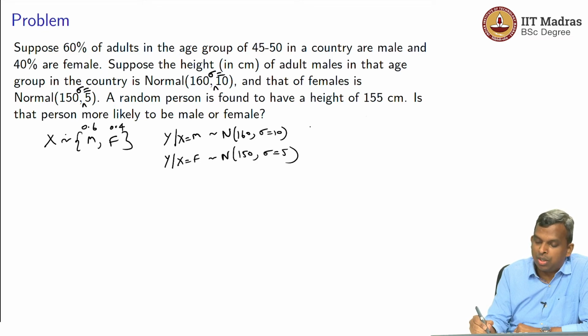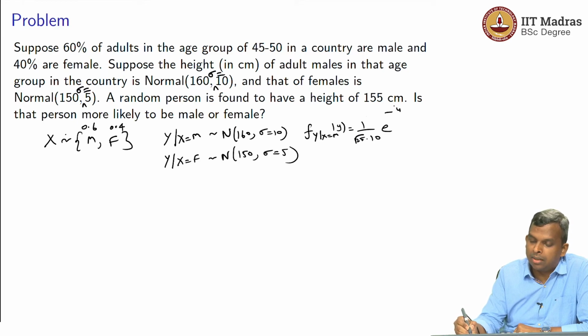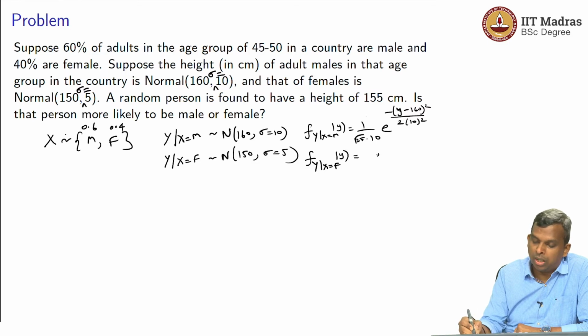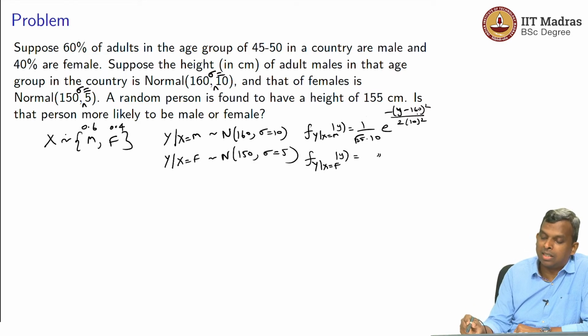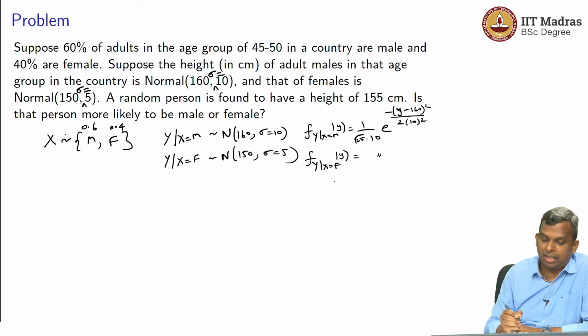So you know the distribution, right? F of Y given X equals M is 1 by root 2 pi into 10, e power minus (Y minus 160) squared by 2 into 10 squared. Okay, so that's the distribution. F of Y given X equals F you can write likewise. Instead of 160 you put 150, instead of 10 you put 5, and you will get the conditional density. Both of these are given.